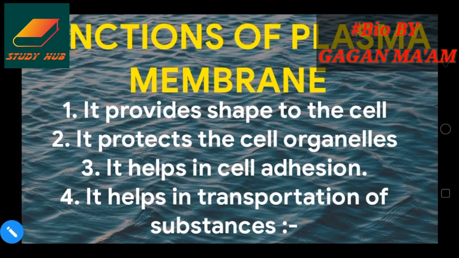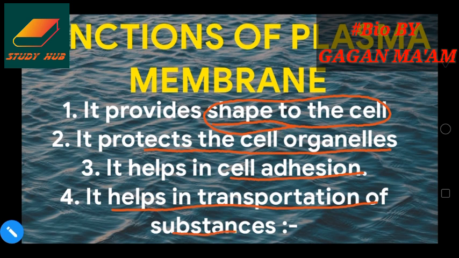Let's now discuss the functions of plasma membrane. It provides shape to the cell. It's the end boundary, so definitely it will provide the shape to the cell. It protects the cell organelle. ये एक बाउंड्री की फॉर्म में इसके अंदर सेल ऑर्गेनल्स प्रेजेंट है, तो उसका प्रोटेक्शन का काम भी ये करेगा. इट हेल्प्स इन सेल एडहेशन, सेल एडहेशन में भी हेल्प करेगा. इट ऑल्सो हेल्प्स इन द ट्रांसपोर्टेशन ऑफ सब्सटेंसेस. ये एक इसका बहुत ही इम्पॉर्टेंट फीचर है जिसे हम अभी डिटेल में पढ़ने वाले हैं.